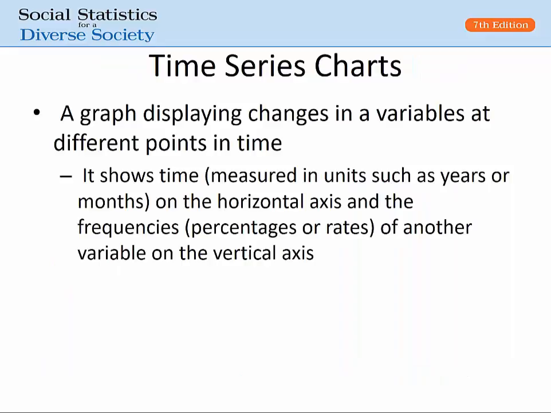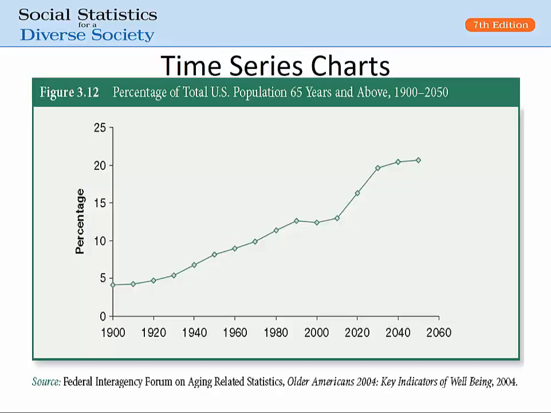There are also time series charts. So sometimes we like to look at variables or things we measure at different points in time, and so it can show how things change over time. So it gives us an idea of what trends look like. So, for example, this is a time series chart by, looks like by 20 years, 1900, 1920, 1940, 1960. So by 10-year intervals, the percentage of the total U.S. population who are 65 years and older in each of those 10-year periods.